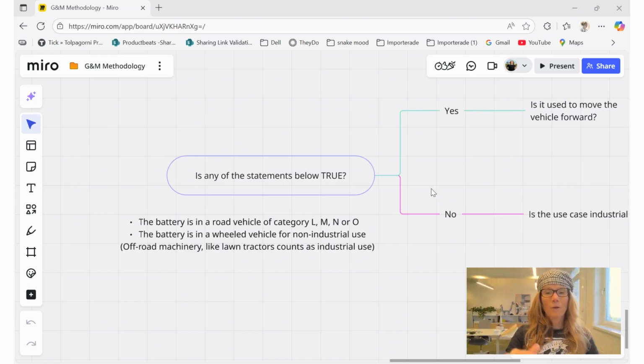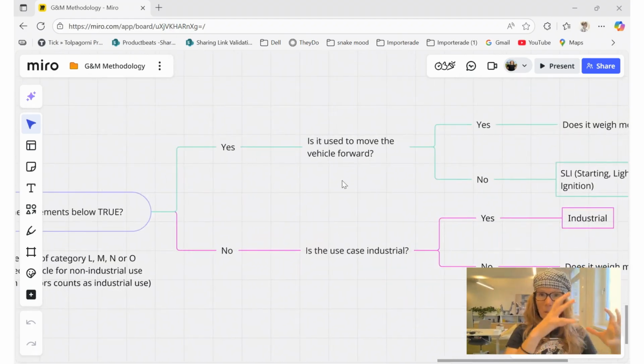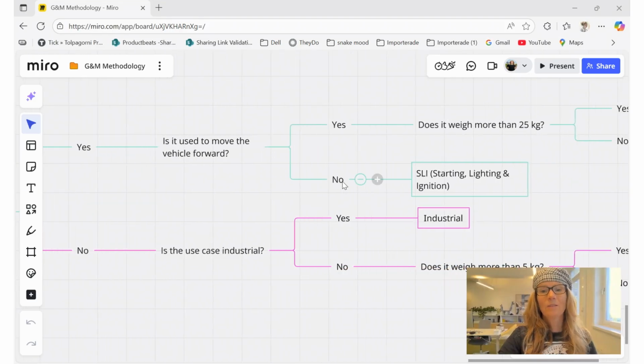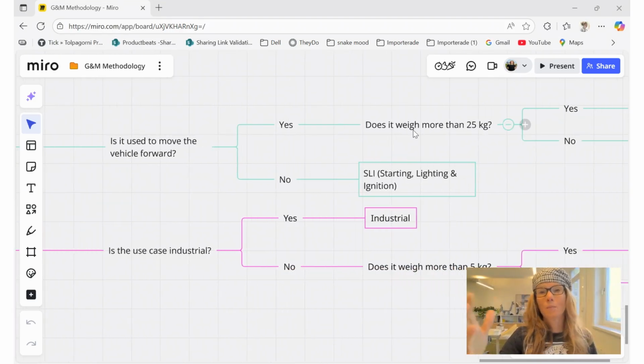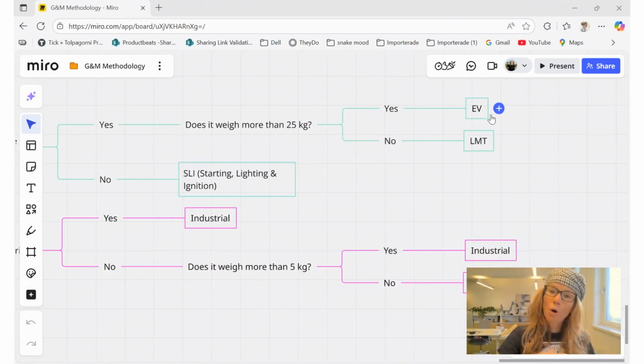Okay, if any of these statements are true, so it's in a road legal vehicle or it's in a wheeled vehicle for non-industrial use, then you go up here, yes, it is. Okay, then is the battery used to move the vehicle forward, to actually power the vehicle? If it's yes, then the next question is, does it weigh more than 25 kilos? We're talking about sealed batteries here. So does it weigh more than 25 kilos? Yes, then it's an electric vehicle. No, then it's a light means of transportation.